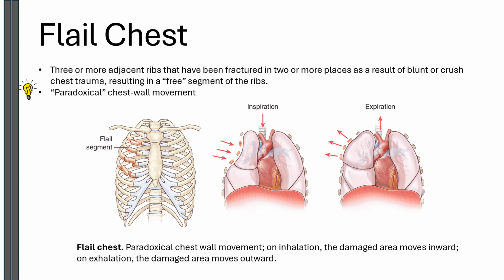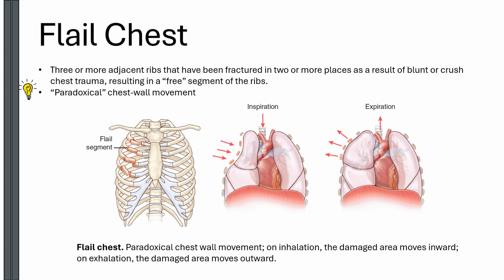So when you have pieces of ribs that have been compromised, then you are going to see paradoxical chest wall movement. So instead of it going symmetrical out and in, you're going to have these areas where the lung is not expanding. So you're going to see like weird, strange movement. That is paradoxical chest wall movement. That is indicative of flail chest.